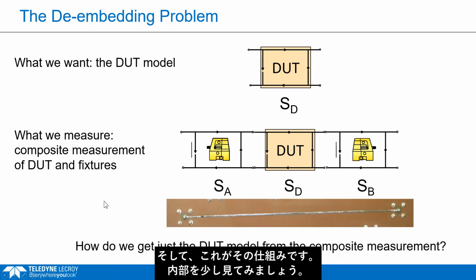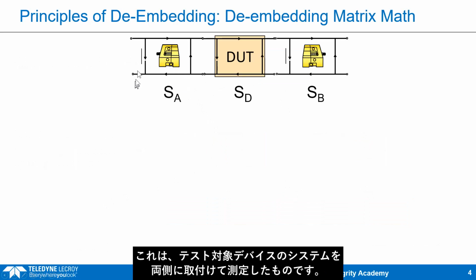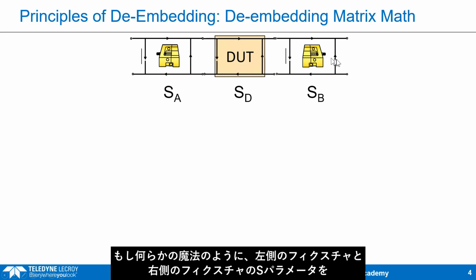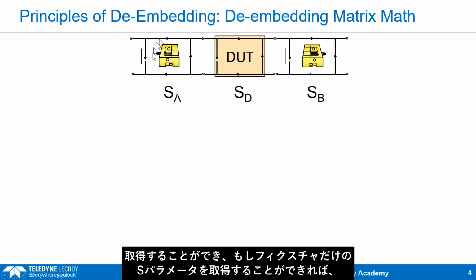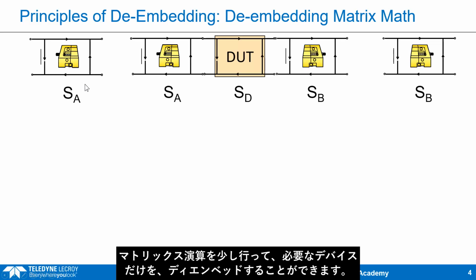And here's how it works, a little bit looking under the hood. Here is that composite structure that we start with. This is the measurement of the system of the device under test with the fixtures on either side. If somehow magically we could get the S parameters for the fixture on the left-hand side and the fixture on the right-hand side, if we could get those S parameters of just the fixture, then we can do a little bit of matrix math to de-embed just the device that we care about out of the way.